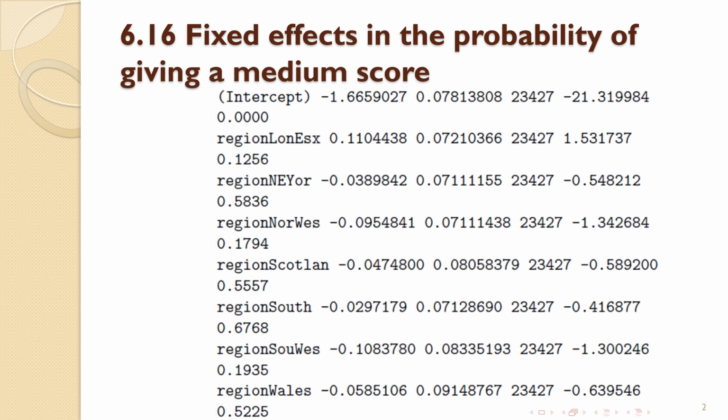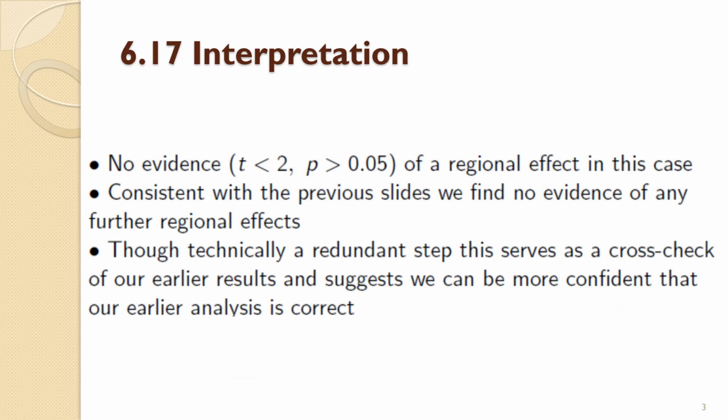So this is a redundant step, but in this case, the practical data example, it's worth just checking, just so that we know we haven't definitely missed anything. And as I said before, this process of always looking for checks is very important for accounting and finance and for econometrics here. So in terms of the interpretation then, no evidence, p bigger than 0.05, equivalent to t-values of less than 2, of a regional effect in this case.